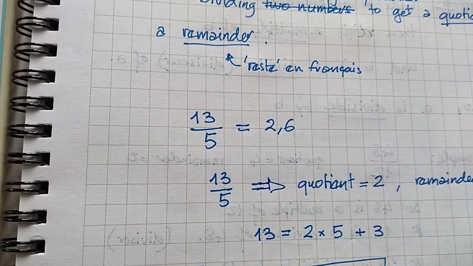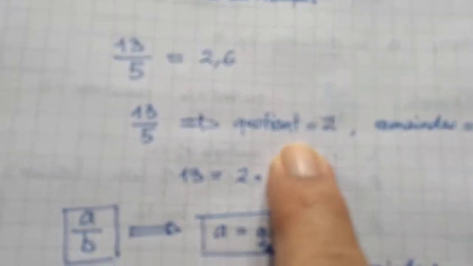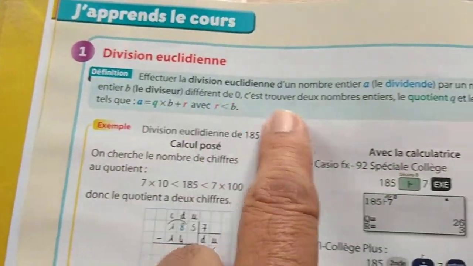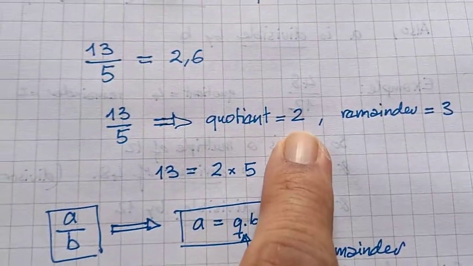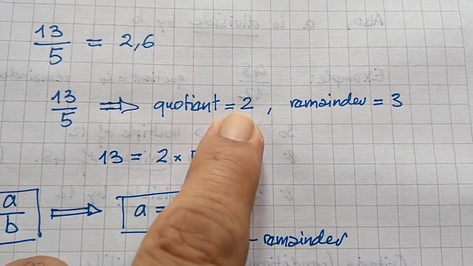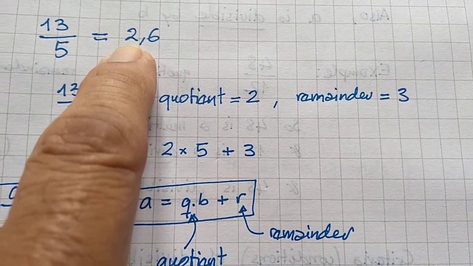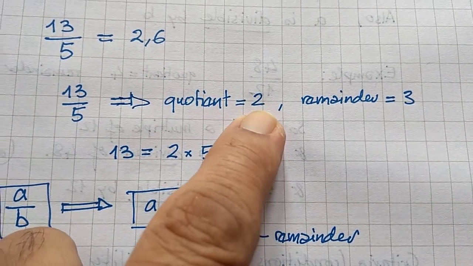This is an arrow, sorry, not an equal sign. You get a quotient of 2. What is quotient? Well, remember here, c'est trouver d'un nombre entier le quotient Q et le reste R. This is the quotient 2. And the remainder 3. So basically, where do we get this quotient from? This is this 2. Basically, what is on the left of the decimal point. You just write that there.